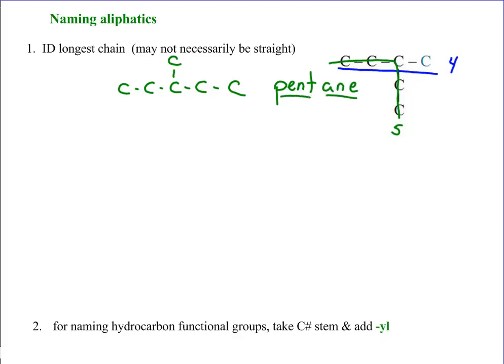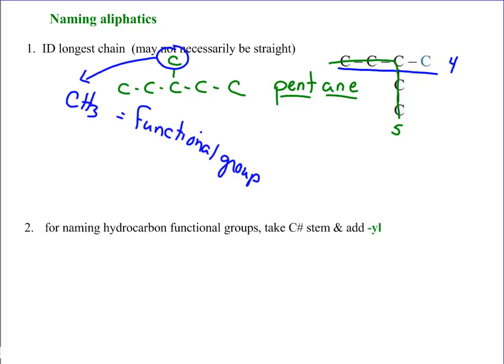On the pentane long chain, I have this carbon right here, and this is actually a CH3, and it is a functional group. So I have to figure out how to name that. So for naming hydrocarbon functional groups, I'm going to take however many carbons are in it, use that as a stem, and then add the suffix -yl. So CH3, when it's a functional group, is going to be a methyl.